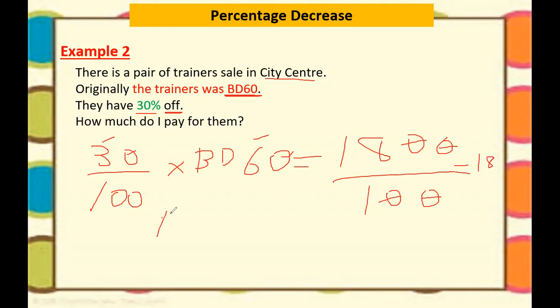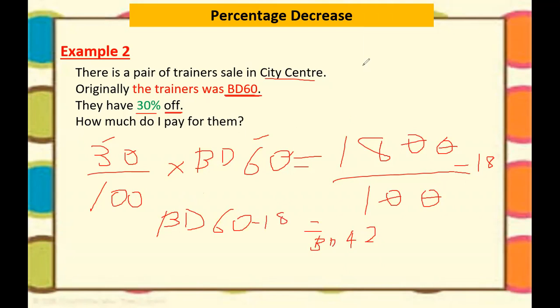So let's check now how much I am going to pay. What is the new price? So 60 BD minus 18 BD. What will be the answer? It will be 2 and 4. So 42 dinars. So it's cheaper, correct? So this is how we do percentage decrease.